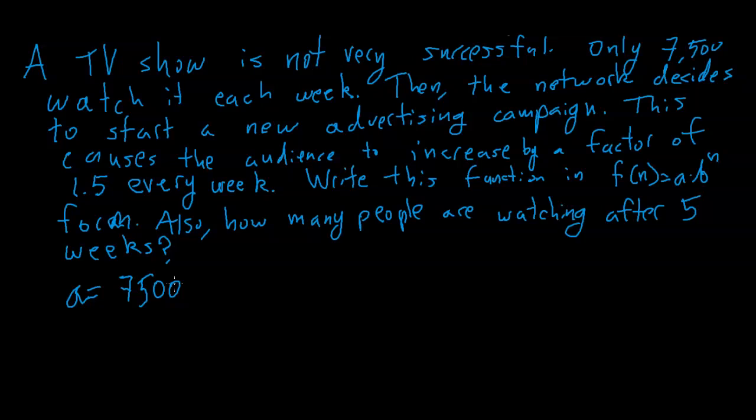That's also going to be the y-intercept, right? Because before the campaign started, that's going to be n equals 0, right? That's going to have an input of 0 because it will be 0 weeks after the advertising campaign started. So we'll have a point 0, comma 7,500, which is the y-intercept, right?